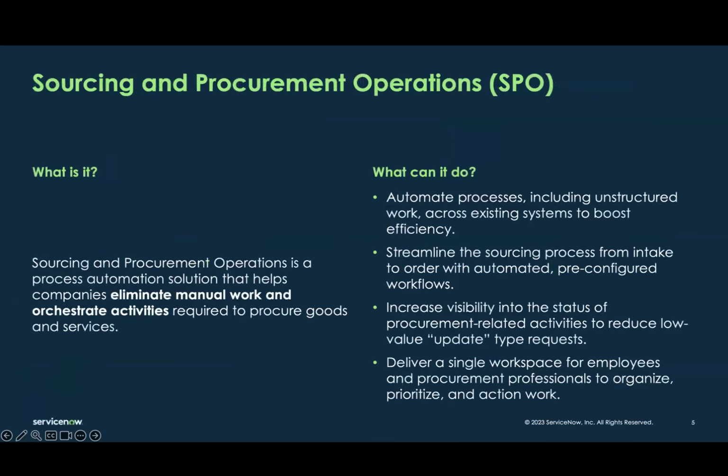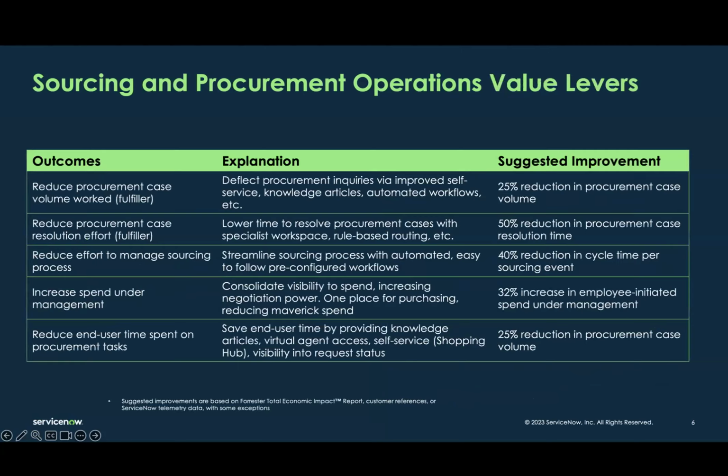So just a little bit deeper, SPO streamlines and automates the entire procurement lifecycle. This could be from employee request to supplier management and payment. It enables employees to easily shop for goods and services through a self-service portal, while procurement teams manage approvals, orders, and supplier interactions in a centralized workspace. So SPO improves visibility, compliance, collaboration, and of course is looking to reduce procurement cycle times, control those costs, and enhance overall supply chain performance.